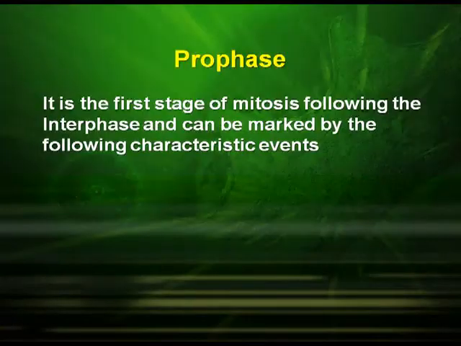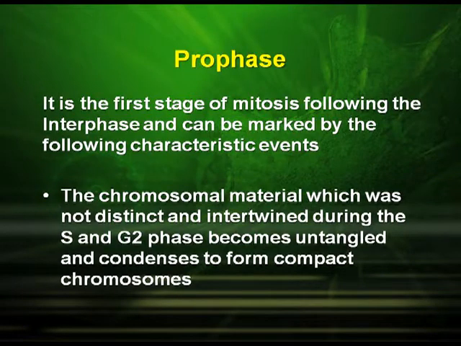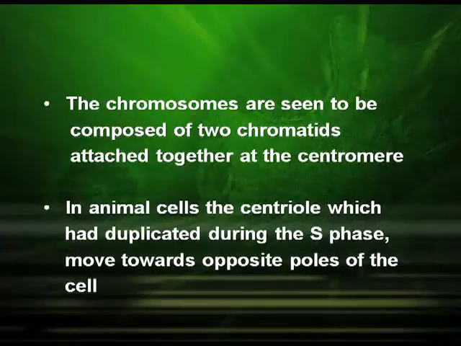The first stage of mitosis following the interphase is prophase. Prophase can be marked by the following characteristic events. The chromosomal material, which was not distinct and intertwined during the S and G2 phases, becomes untangled and condenses to form compact chromosomes. The chromosomes are visible and they are composed of 2 chromatids attached together at the centromere.